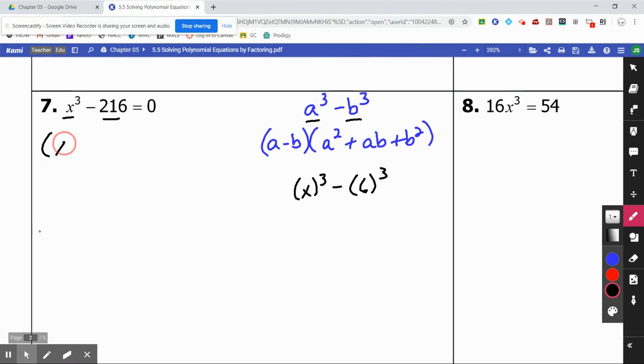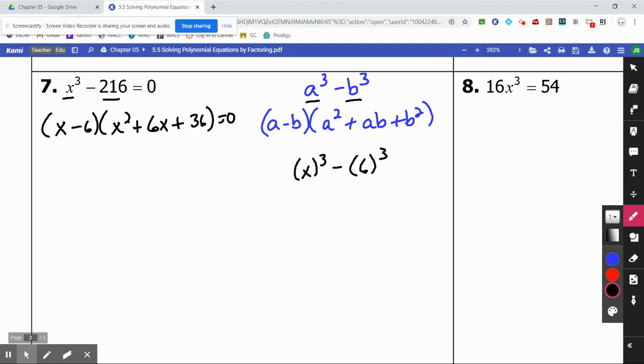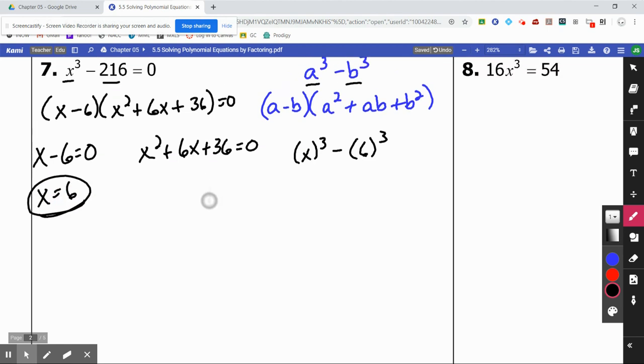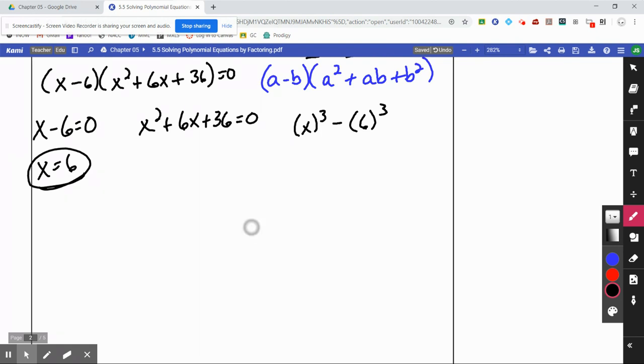So that would be an a minus b times a squared plus a times b would be x times 6 plus 6 squared is 36, and that's equal to 0. And we now have it to where we can set each factor equal to 0. Either x minus 6 is 0, or x squared plus 6x plus 36 is equal to 0. Solve the first one gives you that x is equal to 6. That's one of my roots. I should have 2 more roots, and here they are.